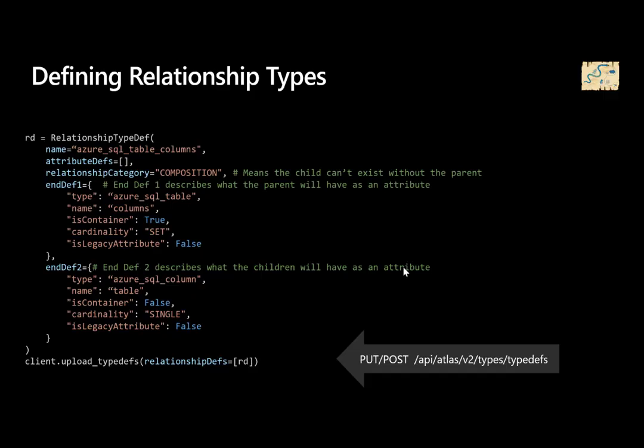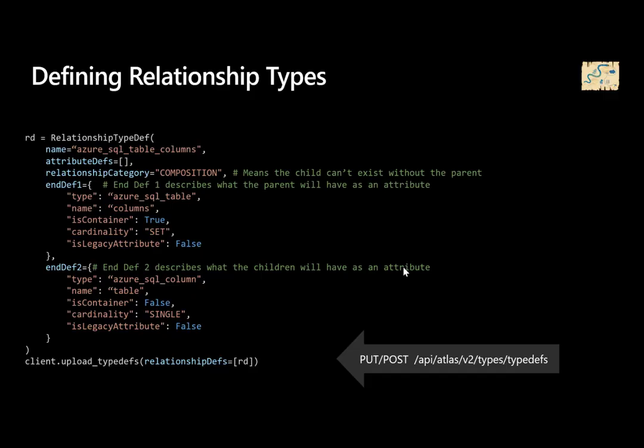Cardinality is a set because we can have many different columns, and this is legacy attribute is set to false. That's a hangover from the Apache Atlas days and keeping backwards compatible. So that's what you'll see here, and that should be by default set to false.